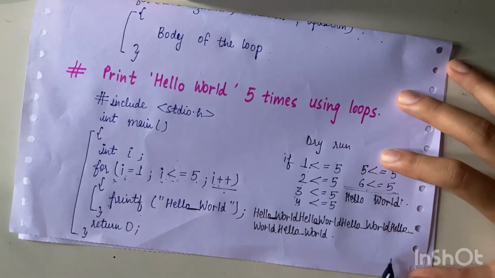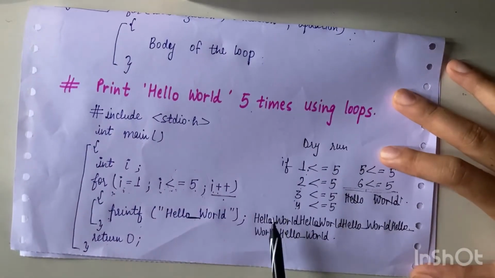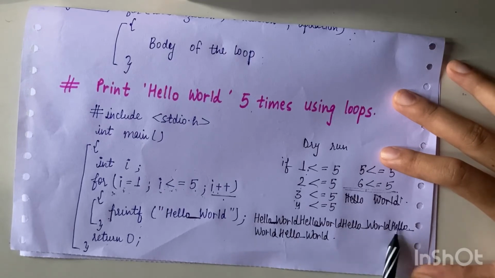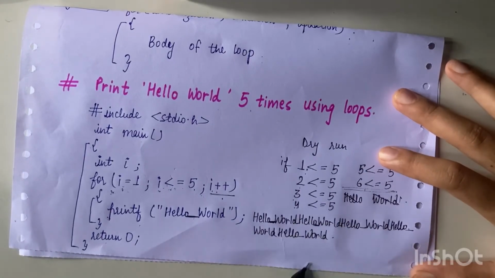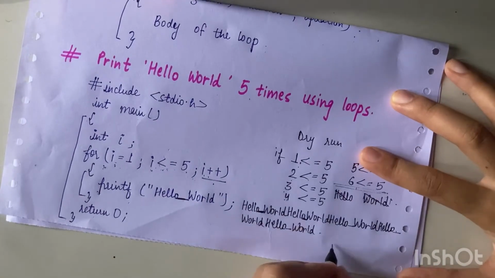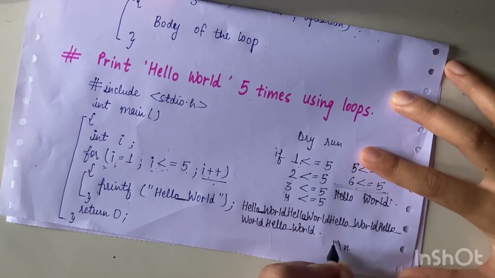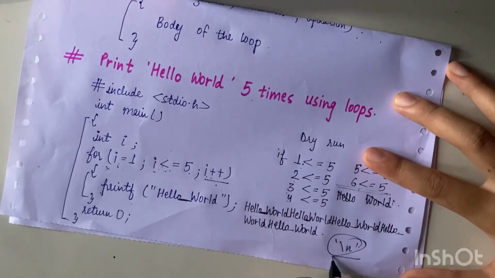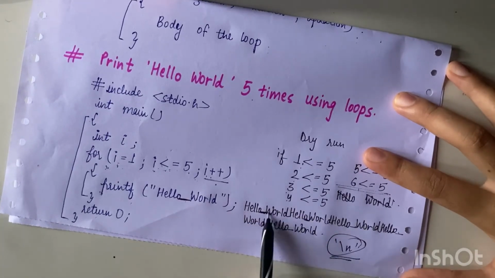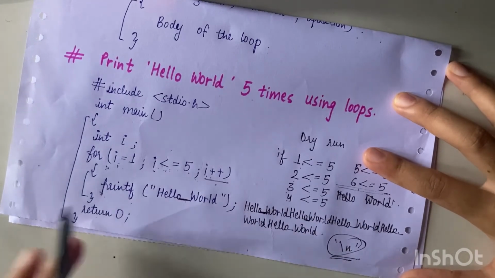So the output will be this. We had to print hello 5 times and we have printed hello world 5 times. 1, 2, 3, 4, 5. So if we want to print hello world on the next line, then we use the command \n. If you want to print this on the next line, we'll have to give a command here.